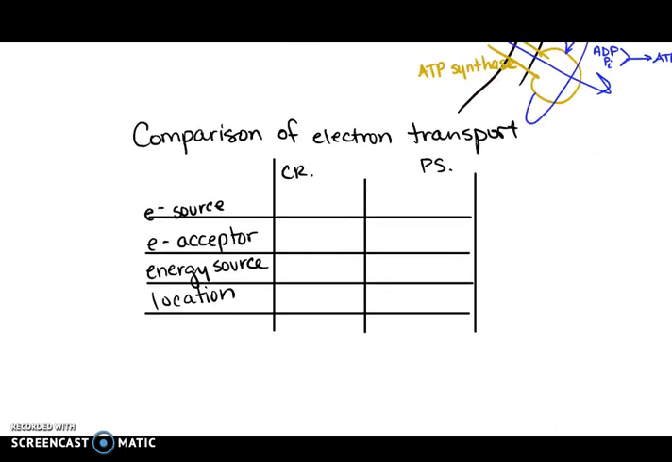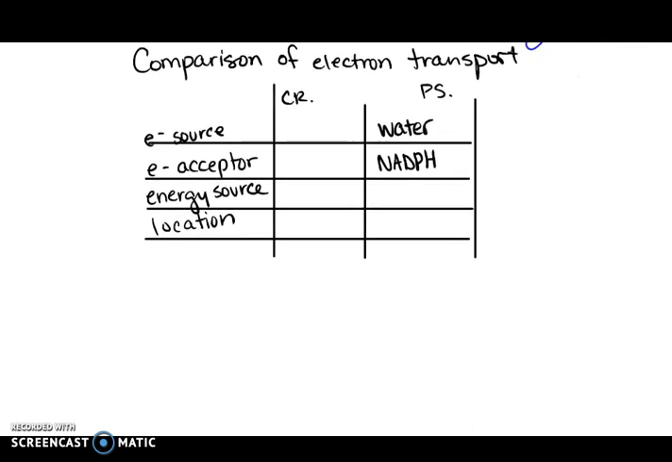Okay, so if we're taking a look at the electron source for photosynthesis, where do the electrons come from in photosynthesis? Ultimately, from water. Where do those electrons ultimately end up? Just NADPH. Good. What is the energy source that powers the electron transport chain of photosynthesis? And where does it happen?